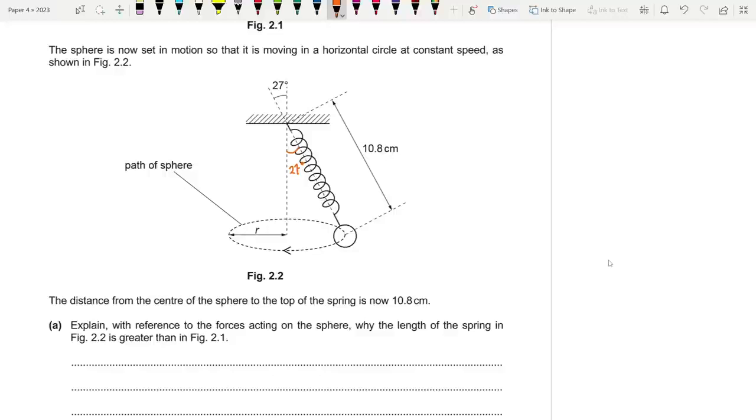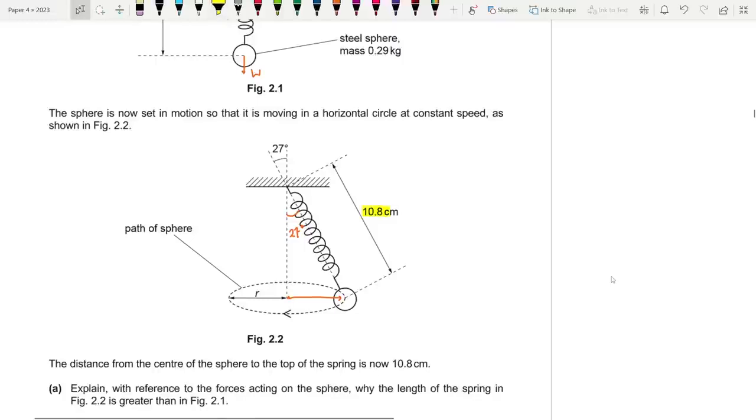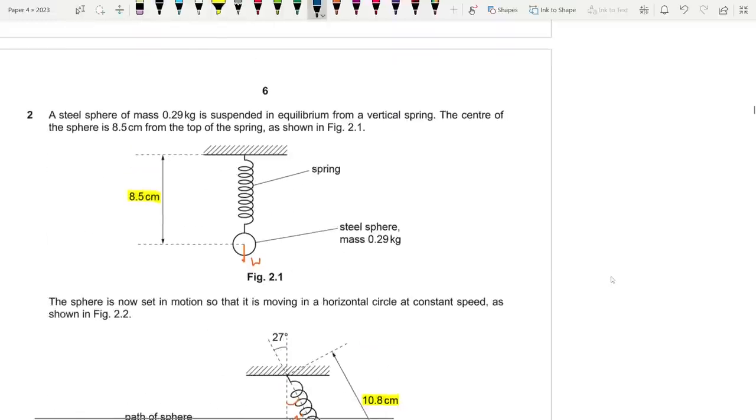Explain with reference to the forces acting on the sphere why the length of the string in figure 2.2 is greater than in 2.1. So beforehand it was 8.5 centimeters, as you can see. Now it is 10.8. What is the logic behind this? Initially there was a tension in the spring which was just balancing the weight. Tension was equal to 0.29 times 9.81, and we know that the tension in the spring is actually F equal to kx. So it was kx equals 0.29 times 9.81.